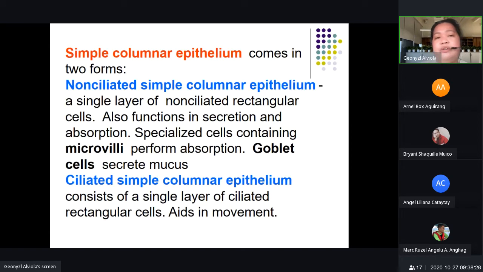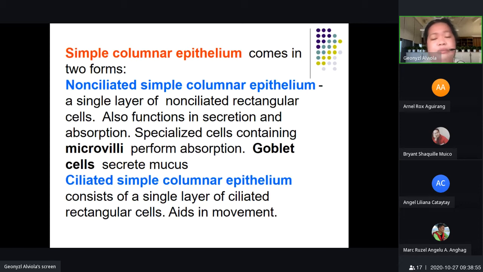So simple columnar is another type of epithelium. It comes in two forms: ciliated and non-ciliated. Non-ciliated has no cilia on top. Specialized cells containing microvilli perform absorption. We have the goblet cells that secrete mucus. Mostly these are found in the small intestine.